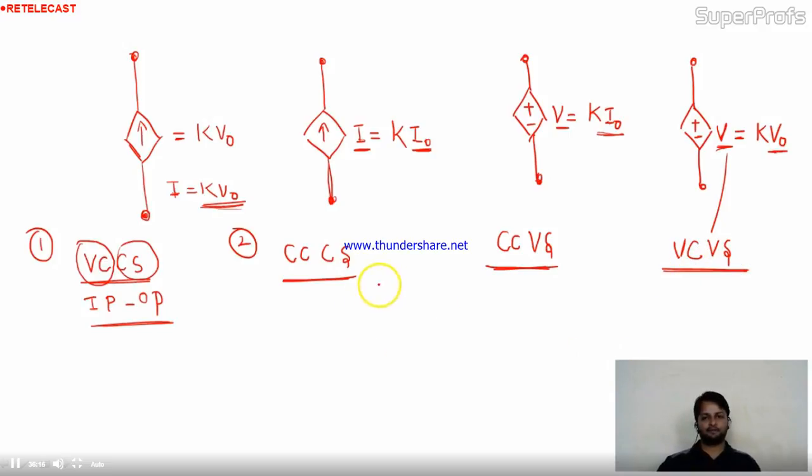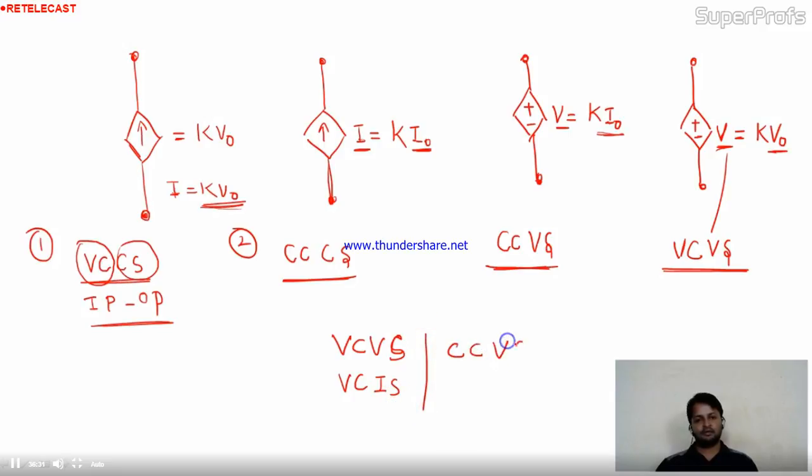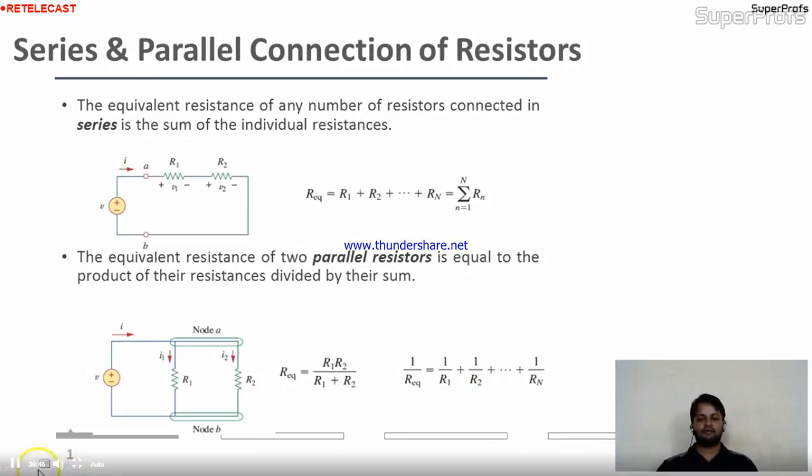So these are the types of dependent sources, 4 types: voltage control voltage source, voltage control current source, current control voltage source, current control current source. Okay, I have 4 types of dependent sources. Is it clear to you people? Good. Now come to the series and parallel connection of the resistance.